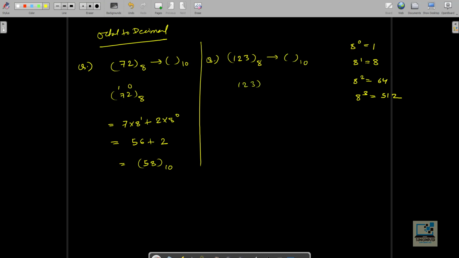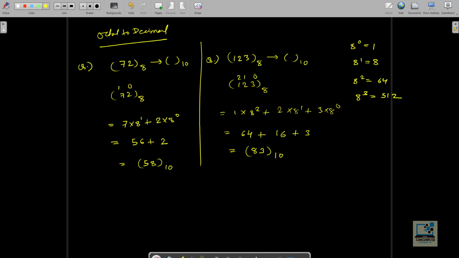Same logic, 123 base 8, put power value 0, 1, 2. So how will it be? 1 into 8 square plus 2 into 8 to the power 1 plus 3 into 8 to the power 0. So 8 square is 64, 1 into 64 is the same. 8 into 2 will be 16, and 8 to the power 0 is 1, 1 into 3 is 3. If you add it up, that is 6 plus 4, 10 plus 3, 13, carry 1, 6 plus 1, 7, and 8. That is 83 base 10.